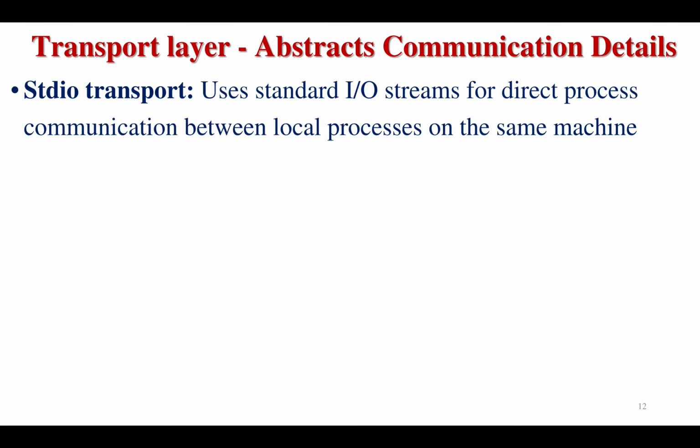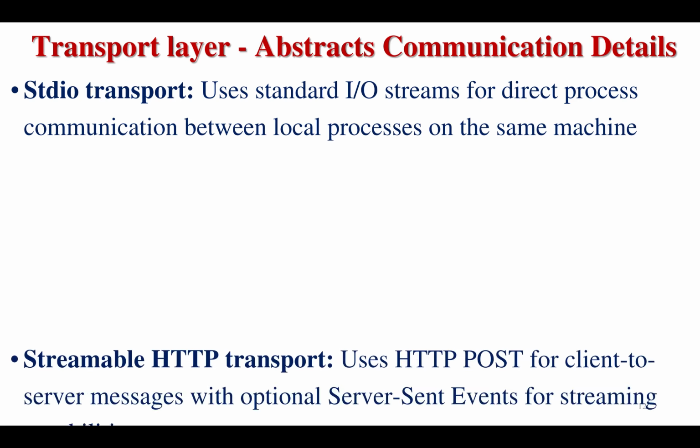Next is the transport layer. Actually, the transport layer abstracts the communication details. There are three types in which we can make it. STDIO transport is going to be for local processes, right? When we are going to run the MCP on our local machines, then we will be using this STDIO transport.